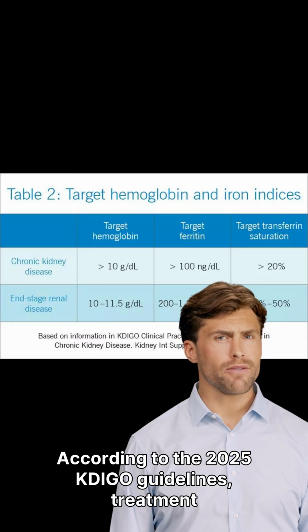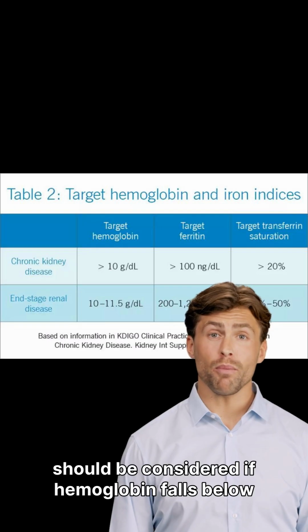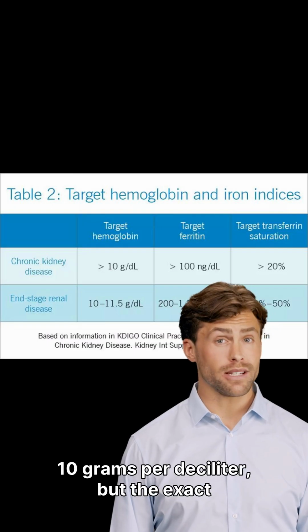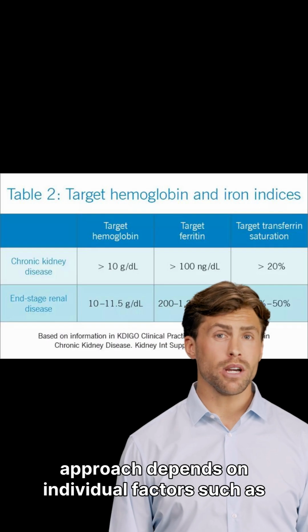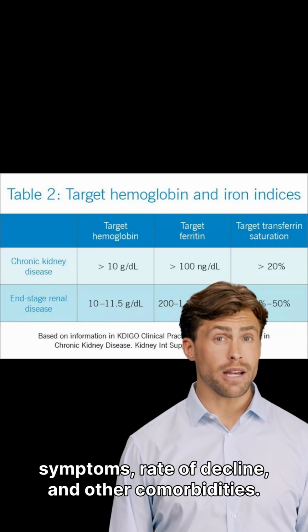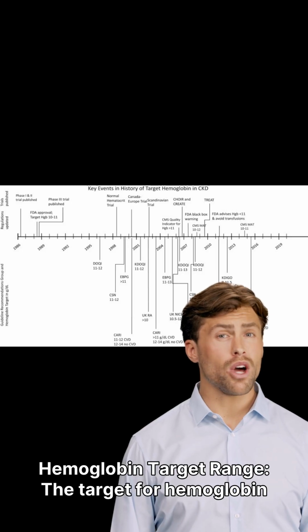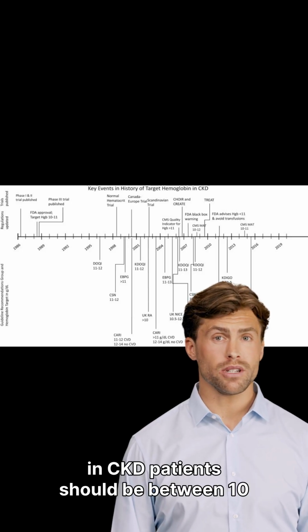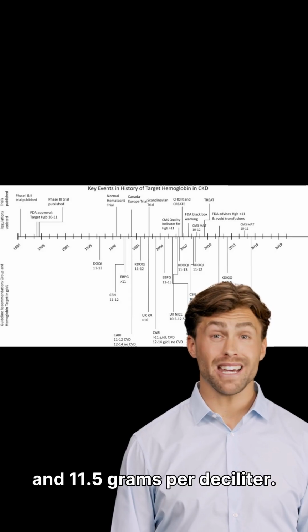According to the 2025 KDIGO guidelines, treatment should be considered if hemoglobin falls below 10 grams per deciliter, but the exact approach depends on individual factors such as symptoms, rate of decline, and other comorbidities. Hemoglobin Target Range. The target for hemoglobin in CKD patients should be between 10 and 11.5 grams per deciliter.